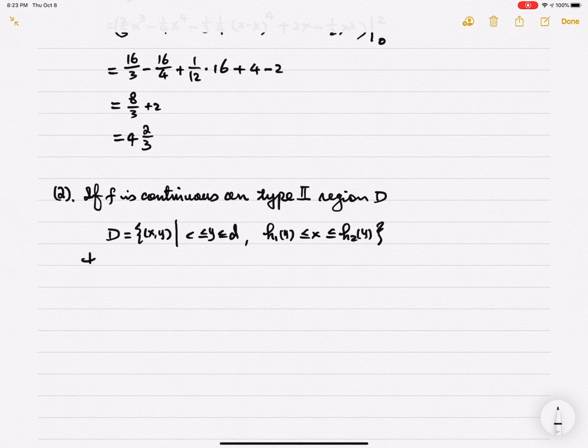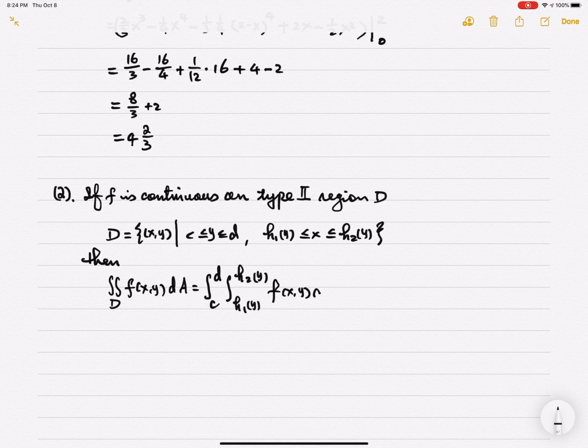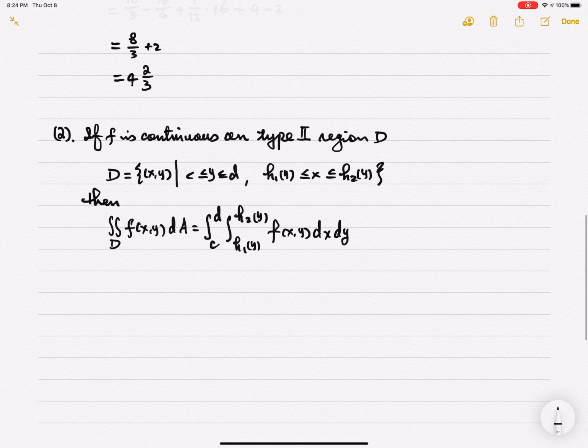Then we say this double integral over D of f(x, y) dA is equal to the integral from c to d, from h1(y) to h2(y), of f(x, y) dx dy. Okay, so you see, in application the last integral is always between constants, the upper limit and lower limit.